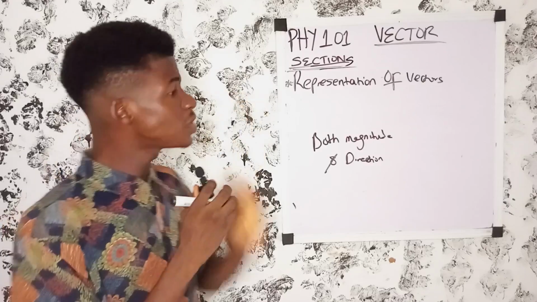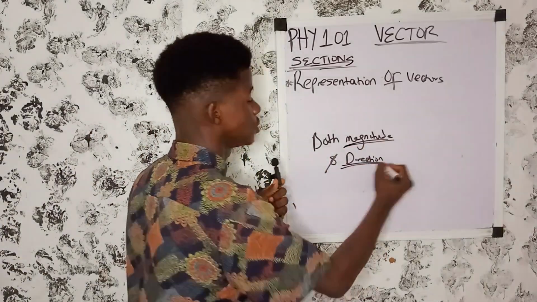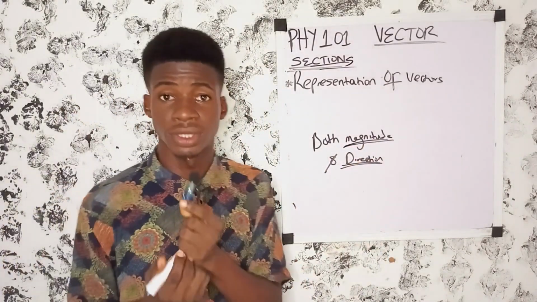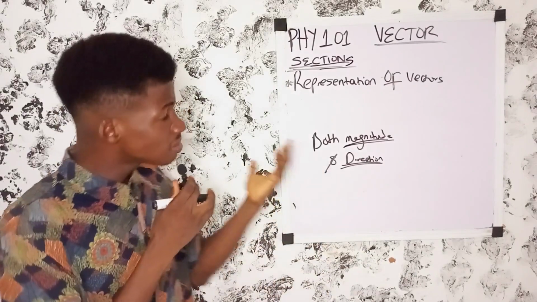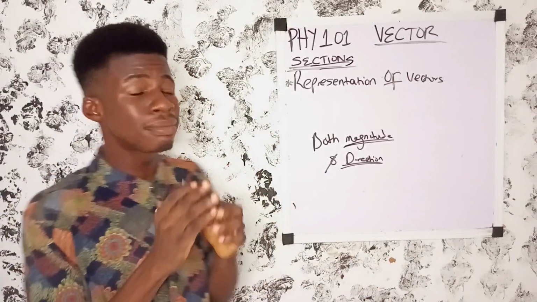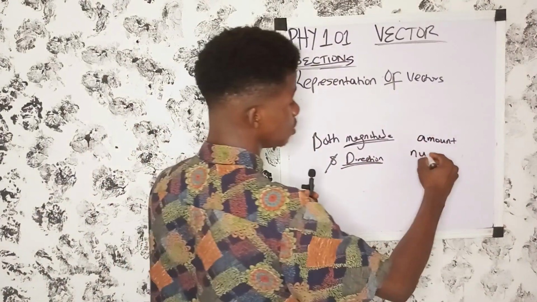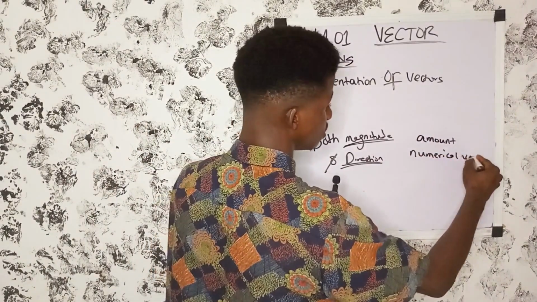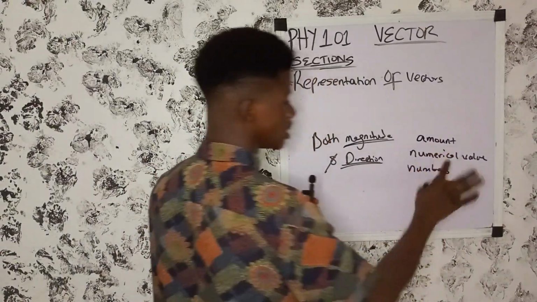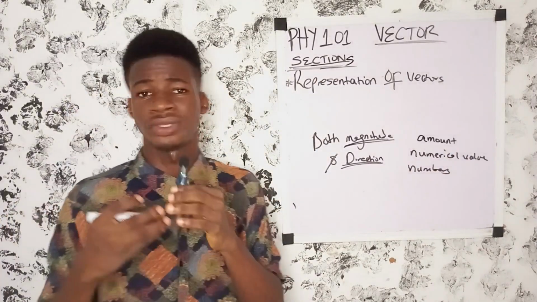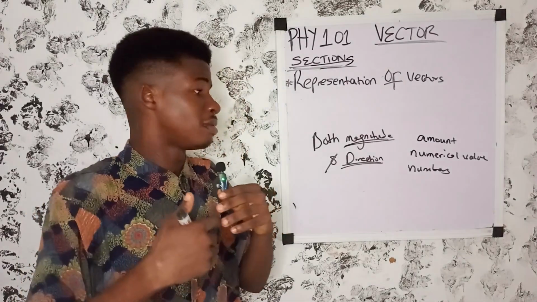Now, vector quantities are quantities that have both magnitude and direction. You all know the meaning of direction. Direction means path. Now what about magnitude? Magnitude means amount. It can also mean numerical value, and it can also mean numbers. They are the same thing. So magnitude just means amount or numerical value or numbers.